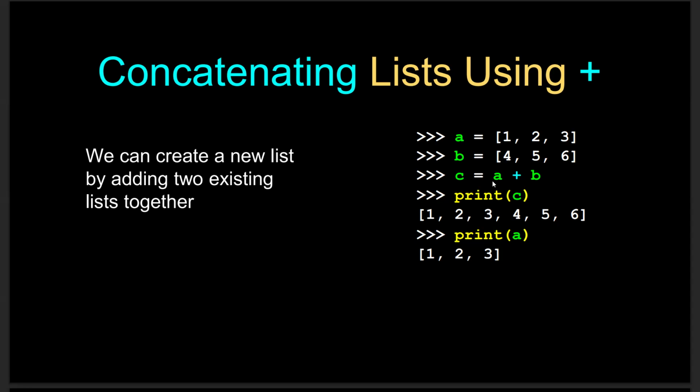Concatenating means we are combining the two lists. So whenever you write C equal to A plus B, and print that, it will print 1, 2, 3, 4, 5, 6. So likewise, we are using concatenation and combining these two lists. Whenever you print A, the value of the list will remain the same, 1, 2, 3. That is what concatenation is.